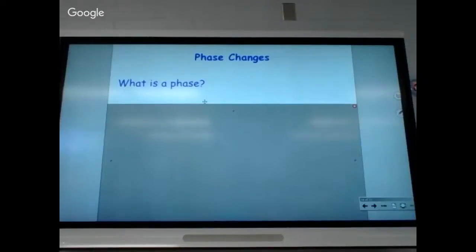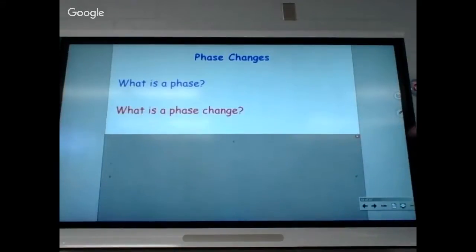All right? So we said on Monday a phase was what? It's a state. It's a state of matter. So what were the states of matter? Solid, liquid, gas. Solids, liquids, and gases, right? So we said a phase change was going to be what? From one state to another. So an example of a phase change would be changing from a solid to a liquid.